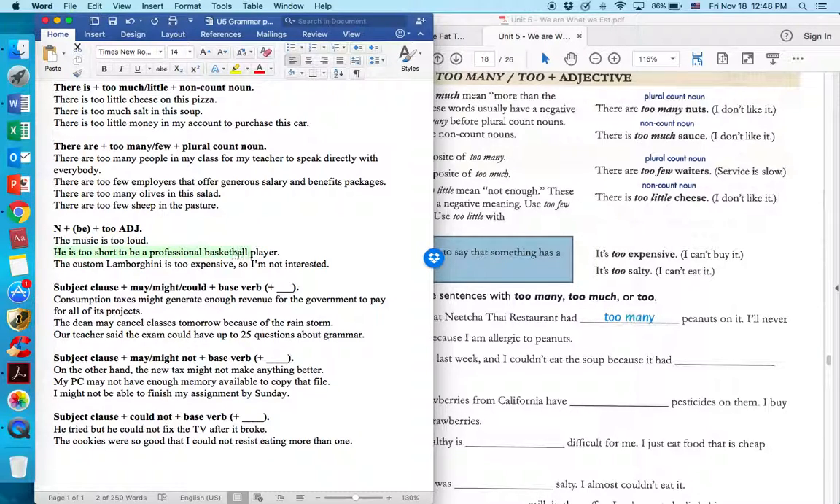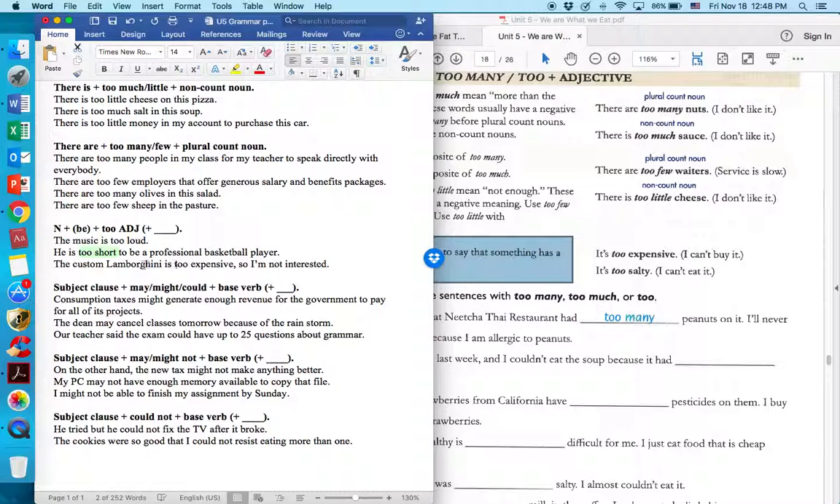He is too short to be a professional basketball player. So we got our subject, be verb, too short is our adjective, and then we have some kind of other optional information. He's too short to be a professional basketball player means he is not tall enough. He needs to be taller if he wants to be a professional basketball player.